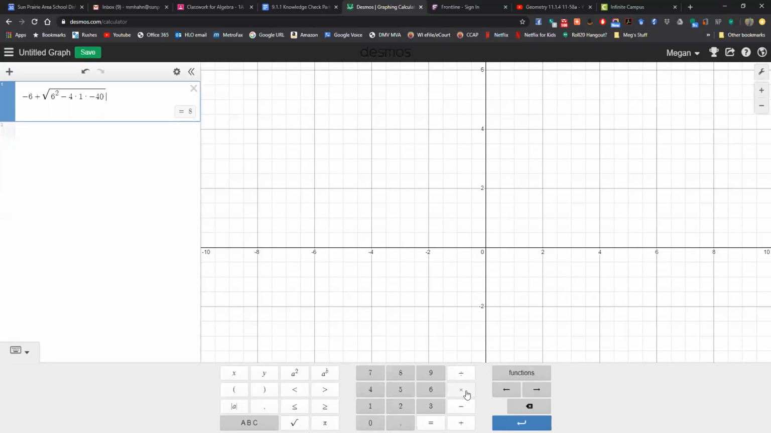Now I want this whole thing to be divided by 2 times 1, so I'm going to arrow over to get out of the square root, and I'm going to put a parenthesis there, because then that's going to group all of that together into the top of my fraction. Now I'm going to do divided by, and as you can see, it automatically puts it into a fraction like that for me, and then I'm going to say 2 times 1. And when I hit enter, I get my answer, which is 4.